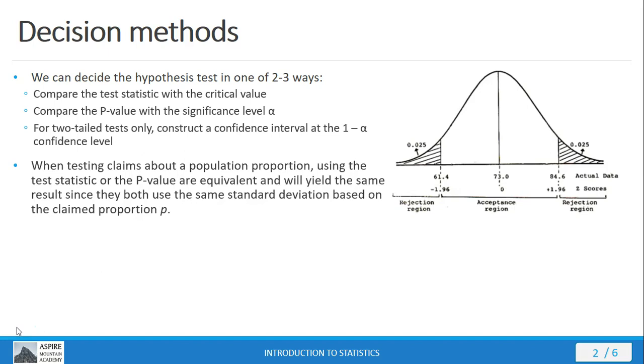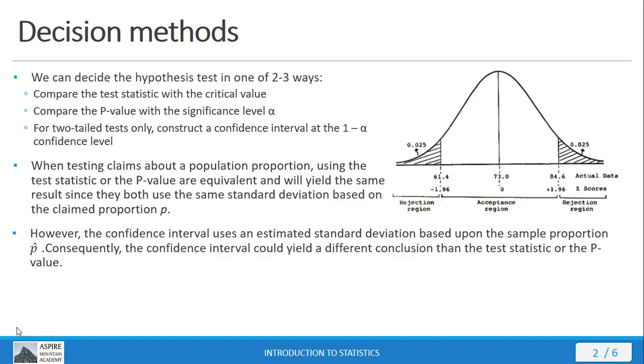So when we're testing a claim about a proportion, just like we've seen previously with hypothesis testing, you're going to get the same result whether you use the test statistic with the critical value or the p-value with the significance level of alpha. However, the confidence interval gives you an estimate that sometimes gives you a result that's very different. So you're going to lead to one conclusion with the formal hypothesis testing, but then the CI will give you something completely different. And so that's why there's a restriction on the confidence interval.